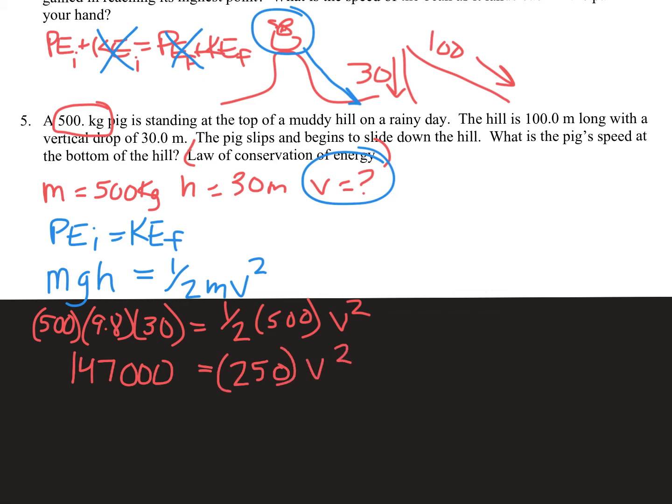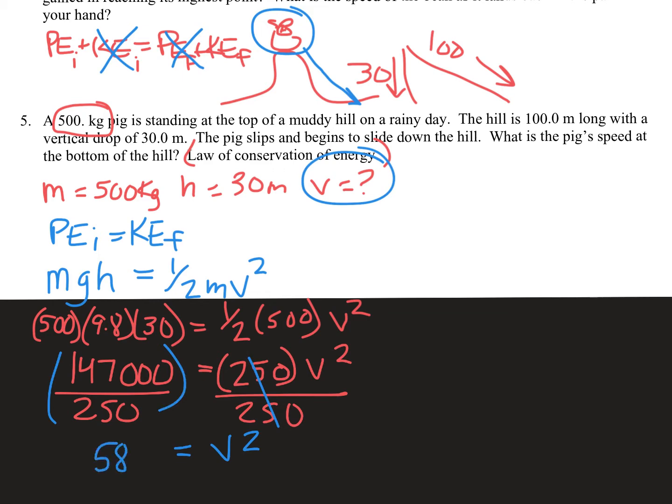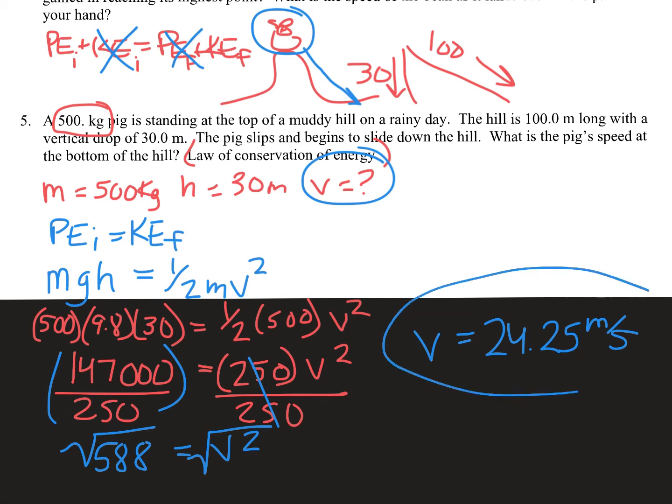Now on this side, 1/2 times 500, I know half of 500 is 250. That's going to be times velocity squared. I'm going to need to divide 250 over to both sides so that I can get velocity squared by itself. V squared will be there. And 147,000 divided by 250 ends up being about 588. Now my velocity isn't alone, it's squared. So I better square root that sucker. But what I end up with is velocity by itself, and I get about 24.25 meters per second. So if this pig slid down, and of course we're assuming there's no friction, it was super slippery, the pig's final velocity would be about 24.25 meters per second.